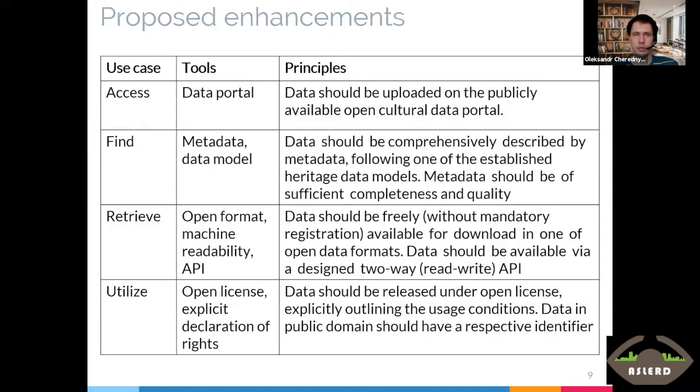Based on the analysis of the existing principles, we specified certain enhancements and certain principles which can be used to enhance the data usage. Those principles are divided into 4 groups. Just go briefly over them. So there is an access group, and the main tool for that would be the data portal. The point here is that data should be uploaded on the publicly available portal, and that's how the access to the open cultural data can be enabled.